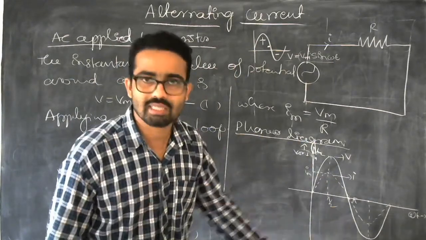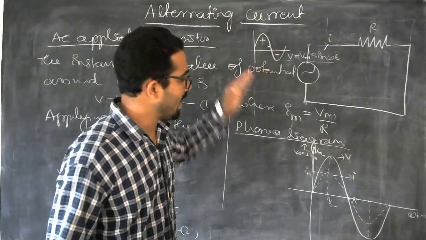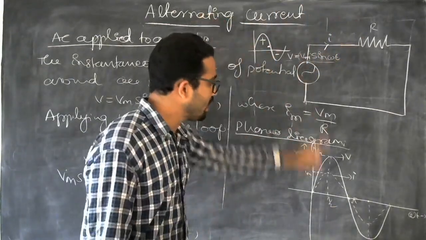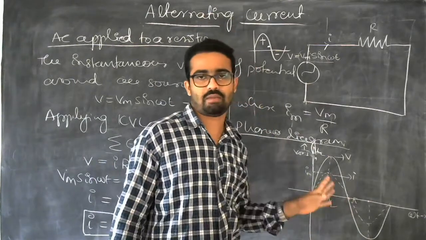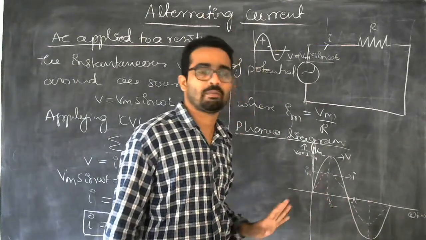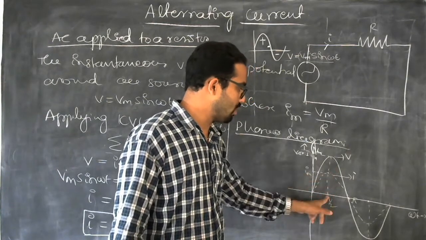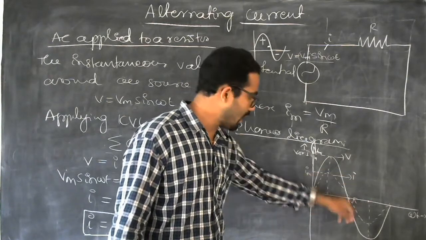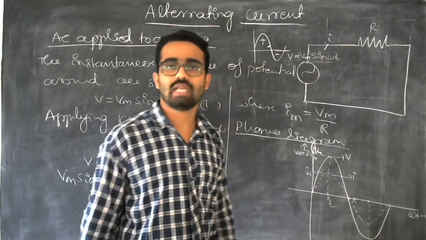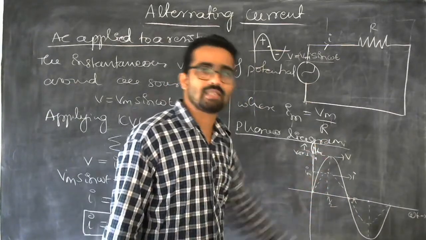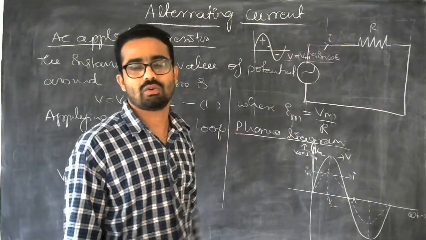They are in phase. Phase means they have to reach the maximum value at the same time. They have to reach the minimum value at the same time. See here, that is happening here. Both the curves have the maximum value at the same time. They have the minimum value at the same time. That is why the current and voltage are in phase in the pure resistive circuit.